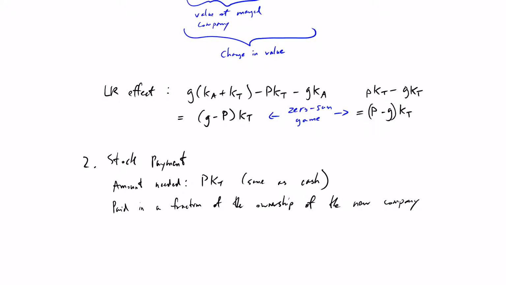So that would be, we'll just call that X, okay? X equals P K_T over, right? So in the bottom is the value of the new company and the top is the payment needed.